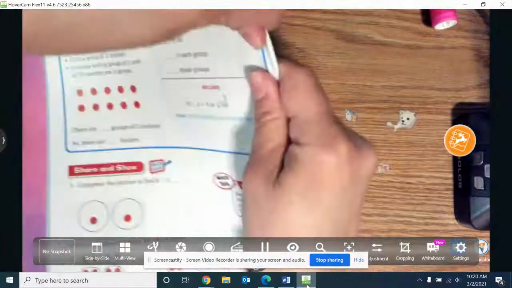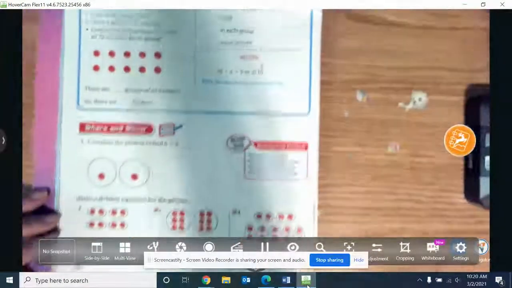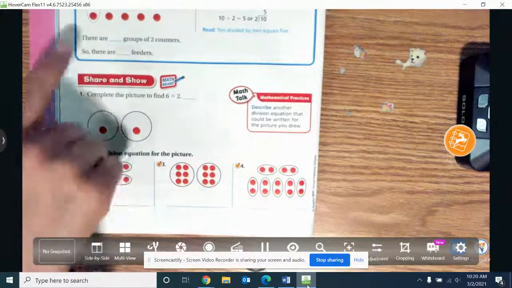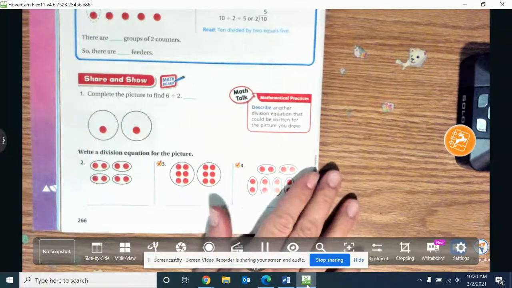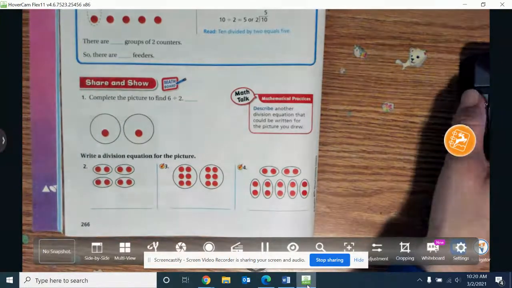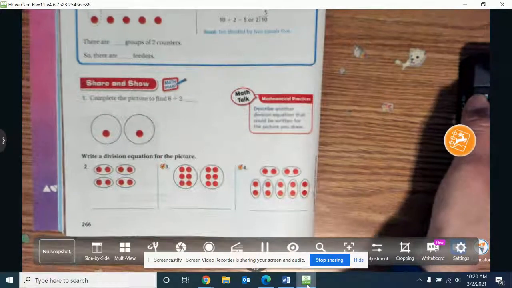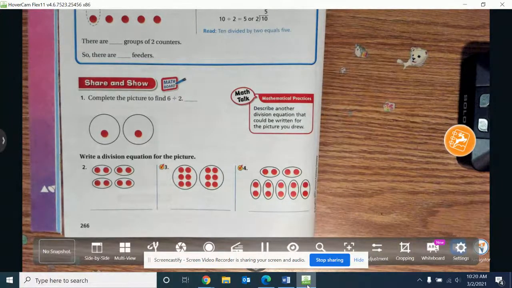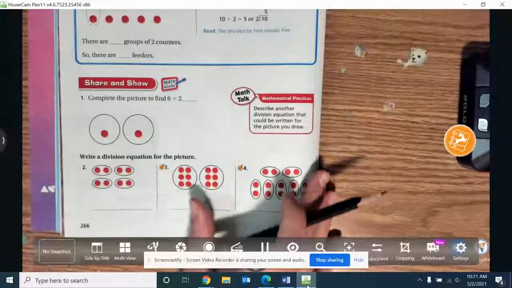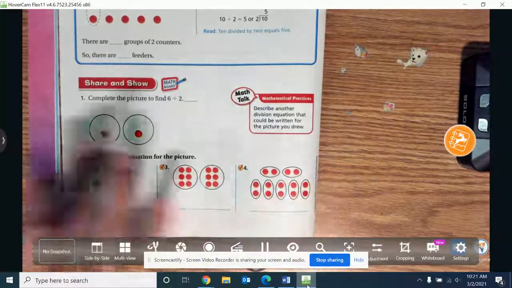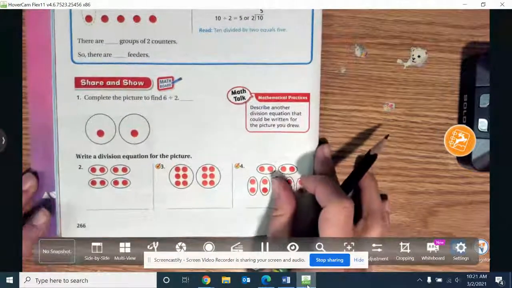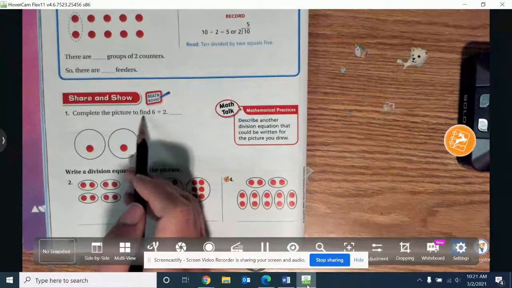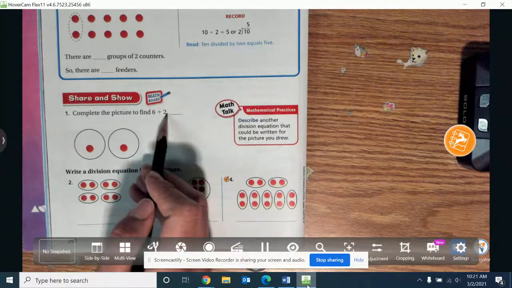I want you guys to find this page, 266. We're going to go down here to number 1. Okay, remember this is a video, so you guys can pause it to complete the classwork. Number 1, complete the picture. Find 6 divided by 2.